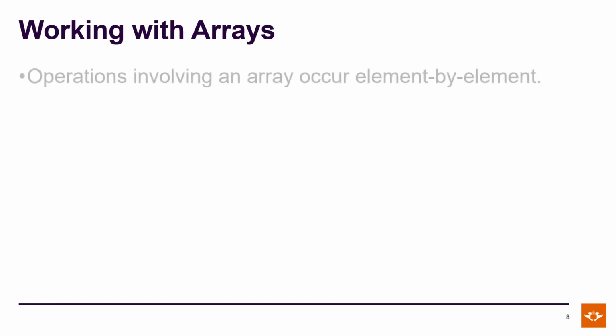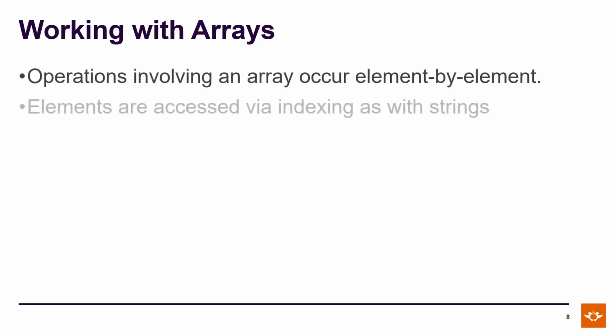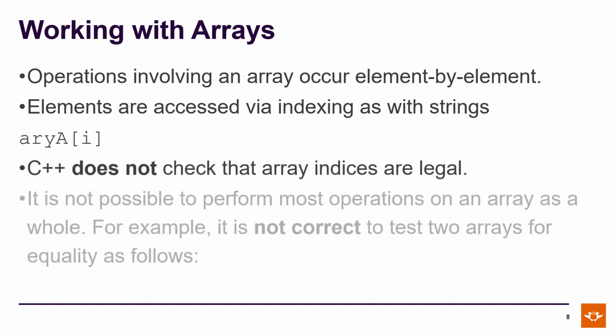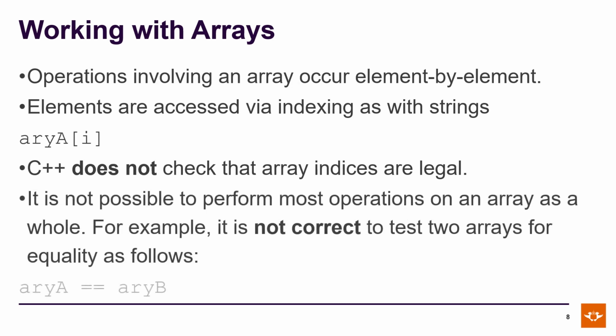In general, array operations are performed on an element-by-element basis. As with strings, these elements are accessed via the indexing operator. C++ does not provide for range checking of array indices. In order to perform operations on an entire array, it is typically necessary to make use of functions.